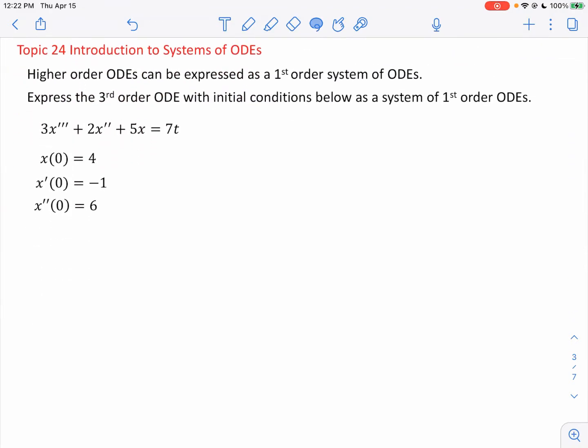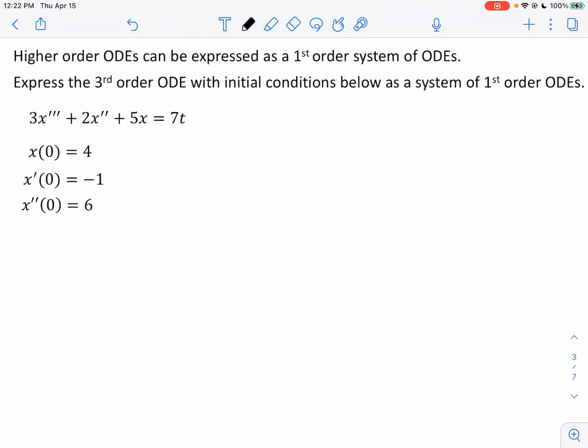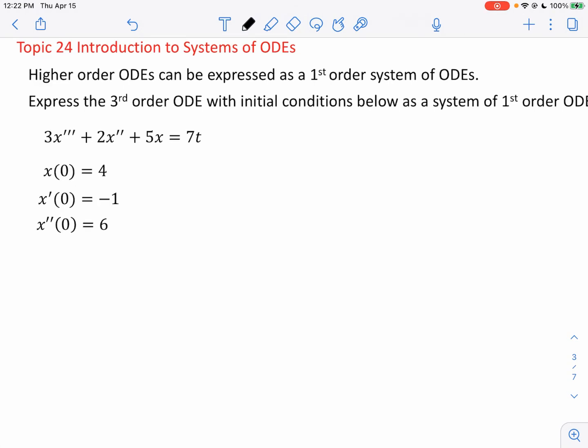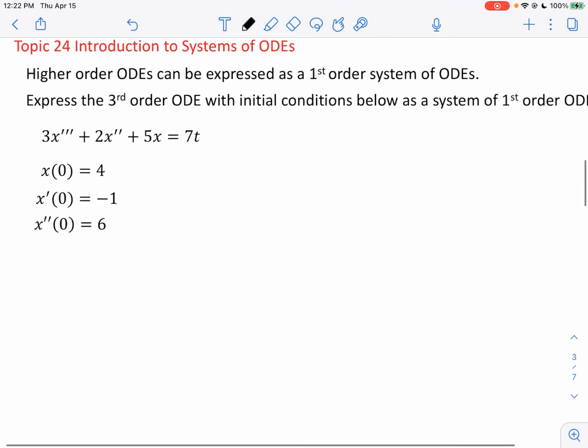Higher order ODEs can be expressed as first order systems of ODEs. So this is interesting. We've seen some higher order differential equations in the past, but now we're going to show you a way to change it so that it's a first order system of ordinary differential equations. So express the third order ODE with initial conditions below as a system of first order ODEs. The first step we're going to do is take this third order ODE and solve for the highest derivative.